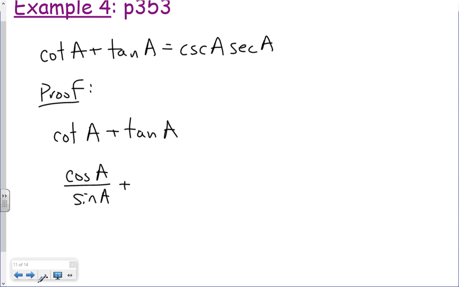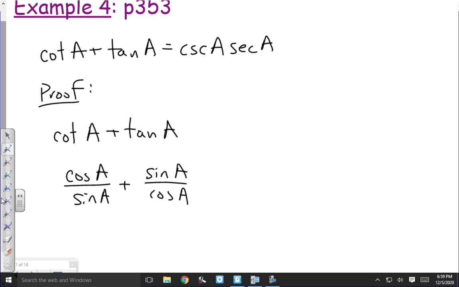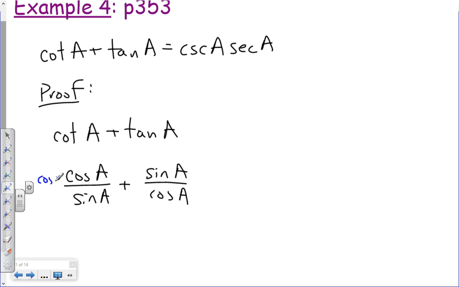Tangent is the sine of A over the cosine of A. Now in this form, I can't add those together because I don't have a common denominator. So let's multiply by the clever form of 1 to get a common denominator. Multiply this first fraction by cosine of A over cosine of A.